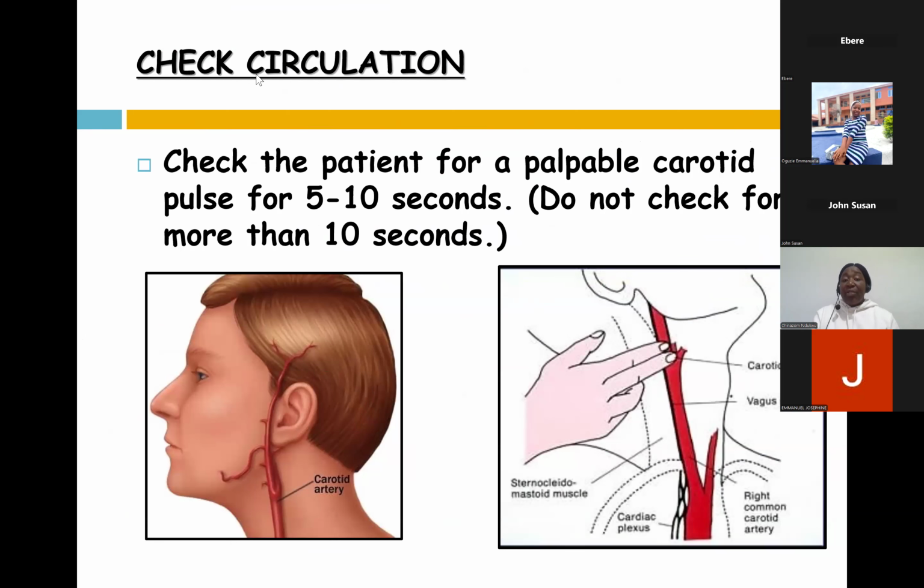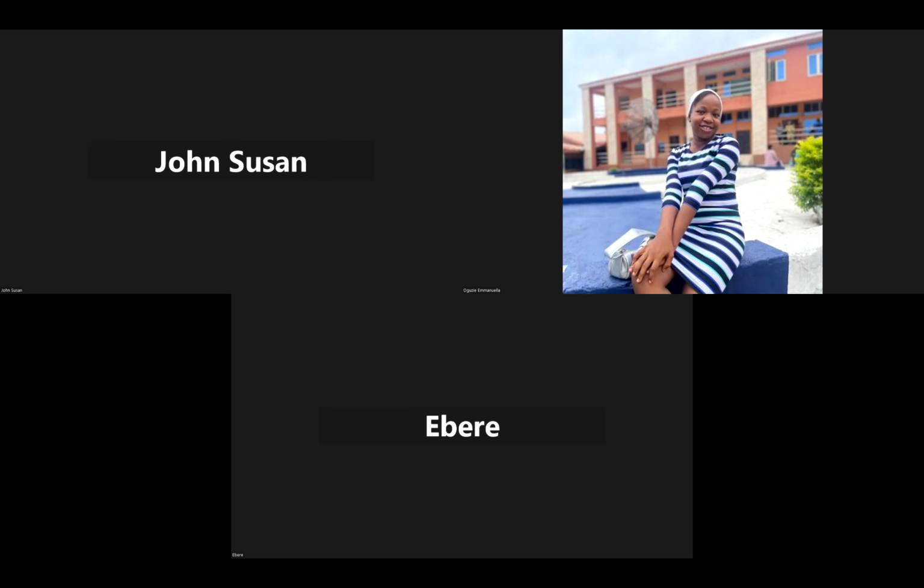Okay, so this is how to check and be sure if there is circulation, if the heart is working. Palpate the carotid artery. The carotid artery is located at this point. See it? If you touch it with your two fingers, just feel it. You see it pulsating, going up and down. Once you see that movement, you should be sure that the person's heart is functioning.